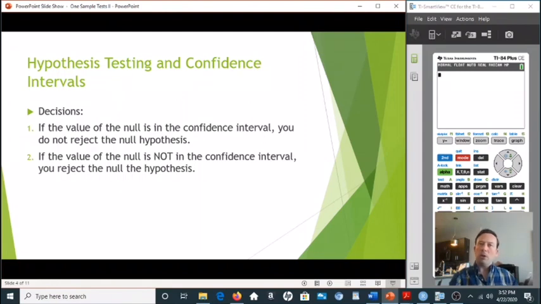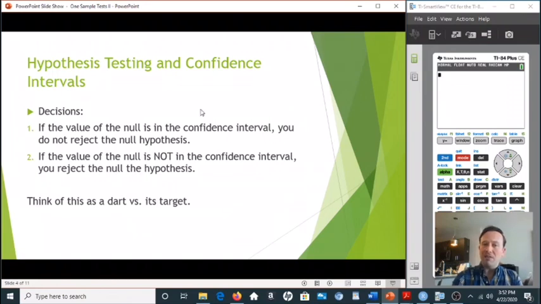All right, so we're using a different approach with the confidence interval, and this is the approach that I want you to take, on the lab especially. All right, so again, you can always think of it as a dart versus its target. So the null value is the dart, the confidence interval is the target. If it hits it, it's a winner, you should not reject it. But if it misses the target, it's a loser and you reject it.